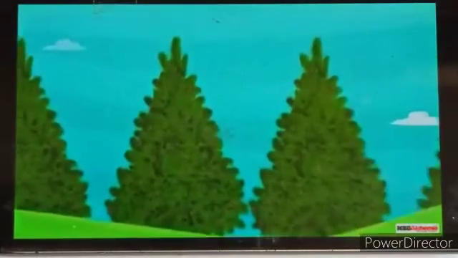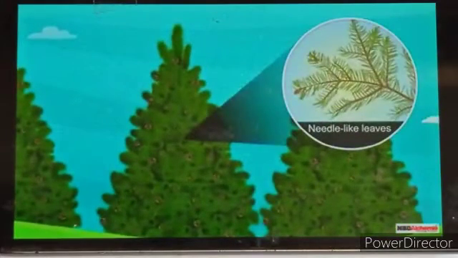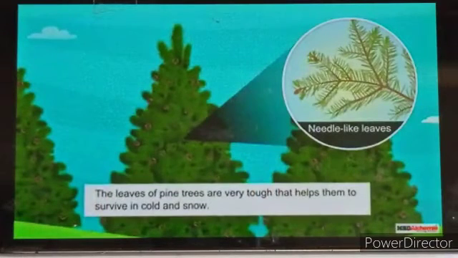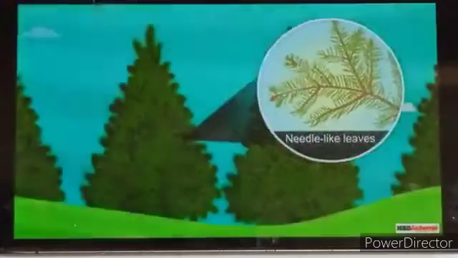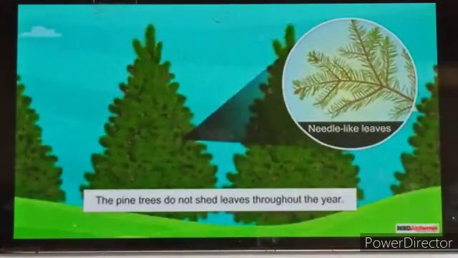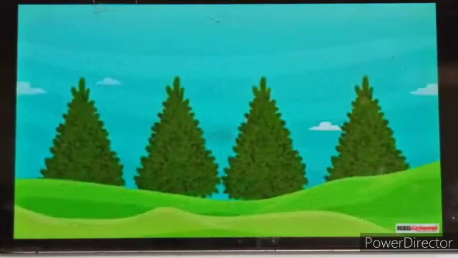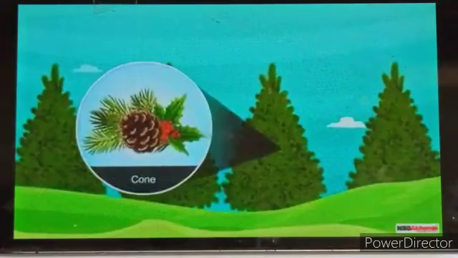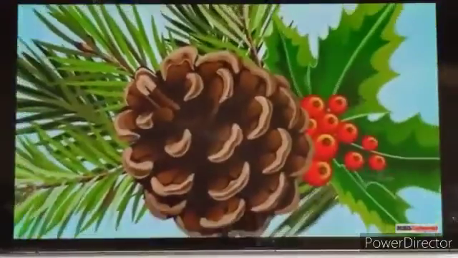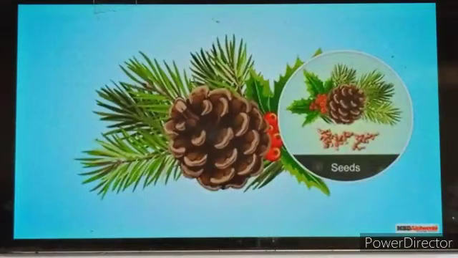The next adaptation is in the leaves of pine trees. Pine trees have needle-like leaves, which are very tough. This helps the leaves to survive in the cold and snow. Look at the leaves. They are so fresh and green even in this extremely cold climate. More interestingly, these trees do not shed leaves throughout the year. Another adaptation of pine trees is that they have cones in place of flowers. These cones protect their seeds in harsh winters.